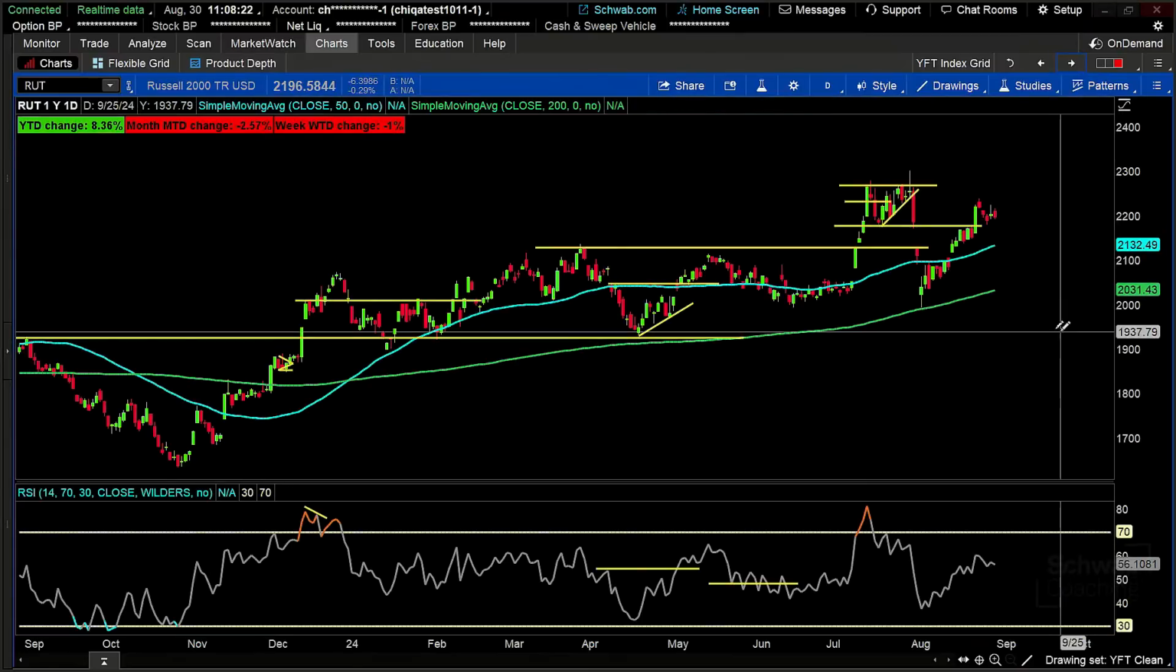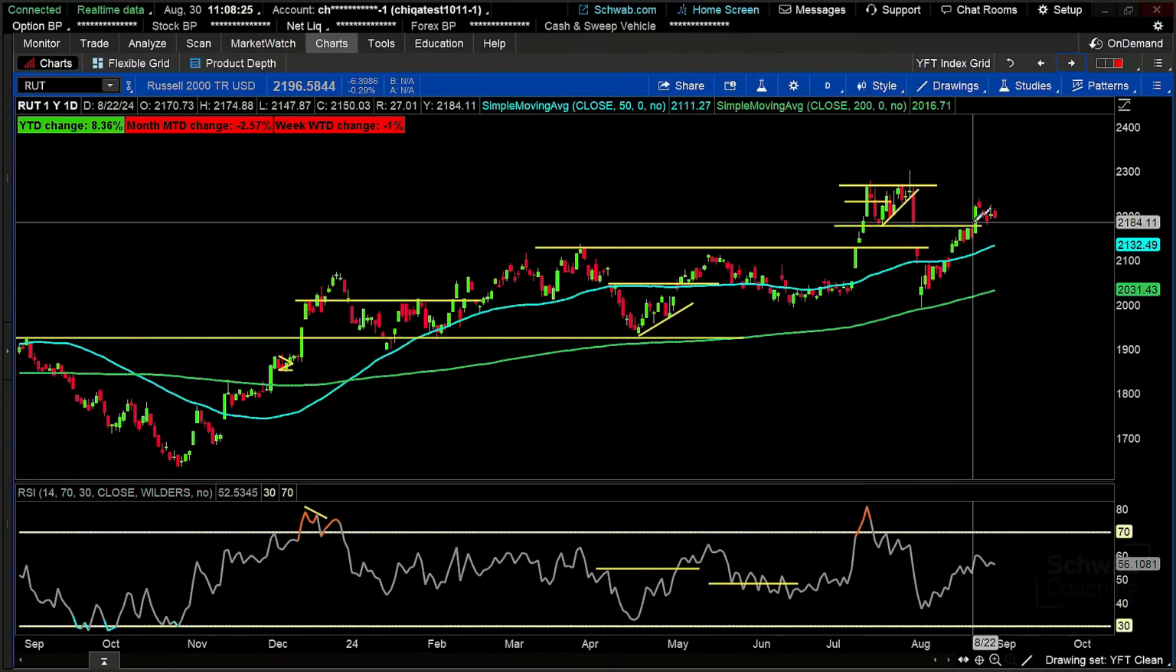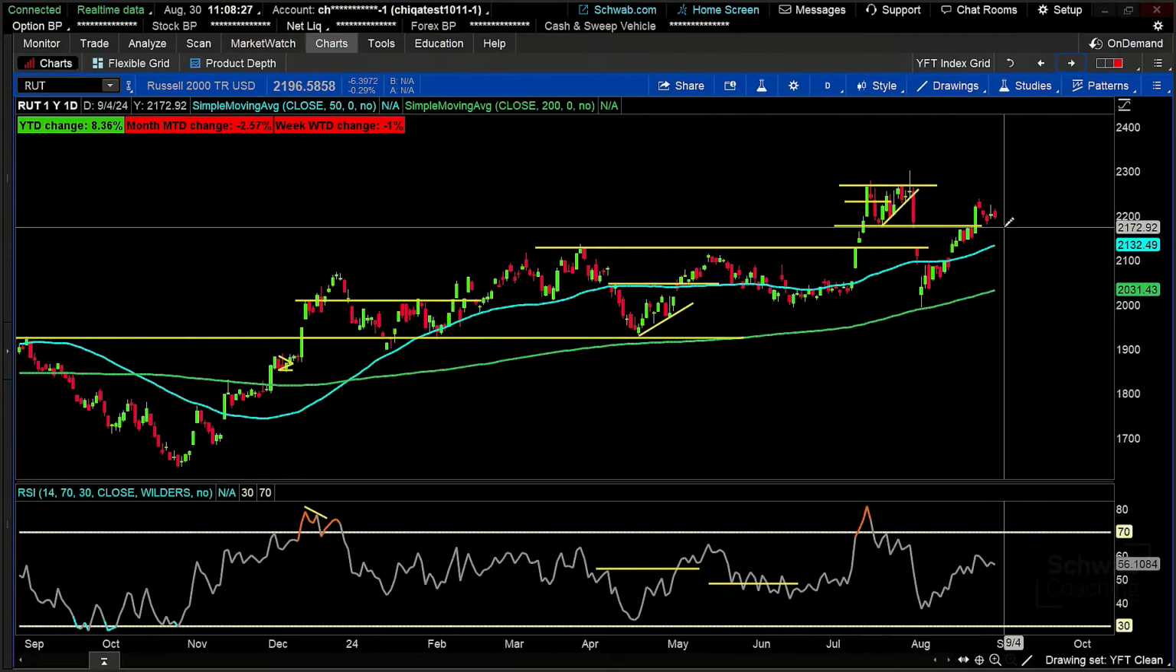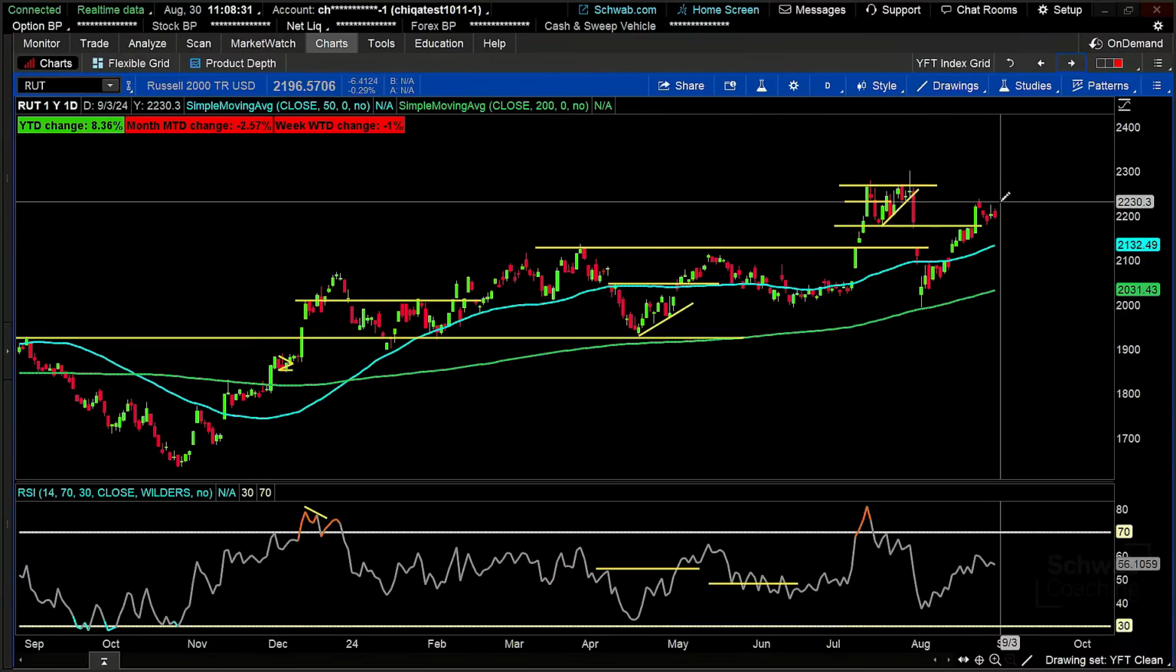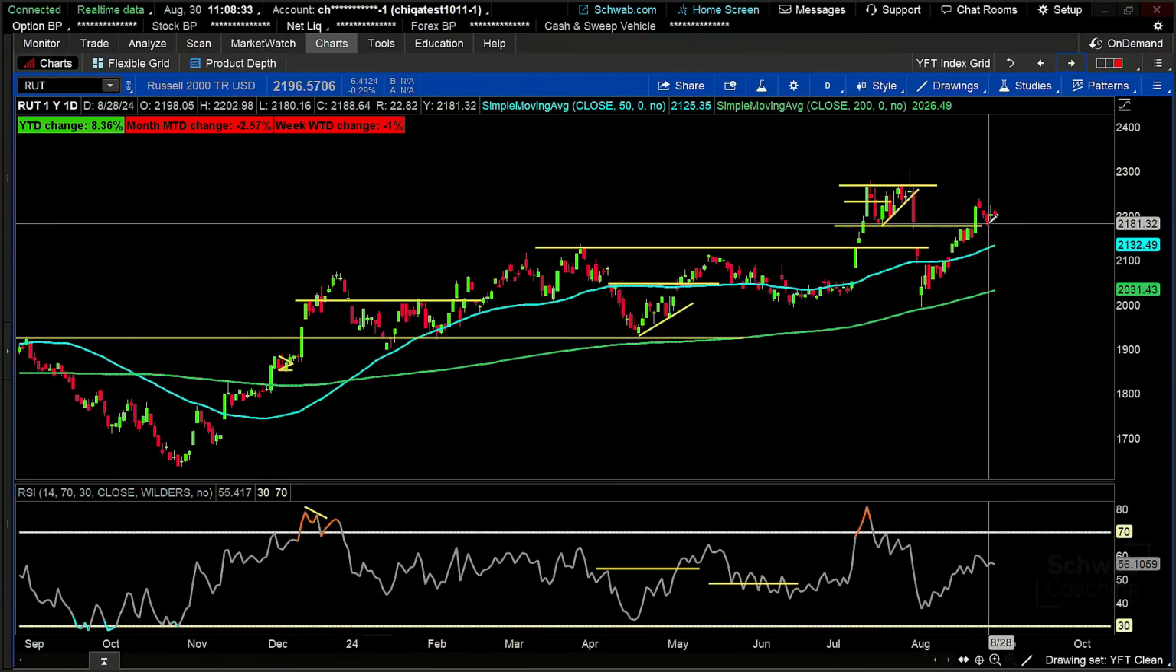And then the Russell 2000 is almost giving us a bit of a bull flag here, but not quite. A little bit of a pullback, looking bull flag-like, but not yet giving us that push to the upside.